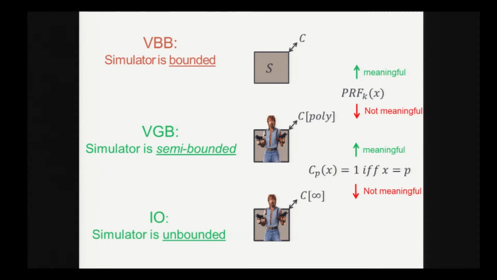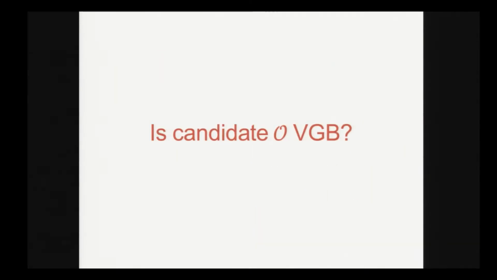Now, while this may seem like a serious limitation, it's also good news in some sense, because this is exactly what makes VGB escape the impossibilities that we have on VBB, like those that Omer talked about. And in fact, we do not have any impossibilities at all for this VGB notion for circuits. So a natural question is, perhaps we can show that our candidate obfuscator is even VGB.